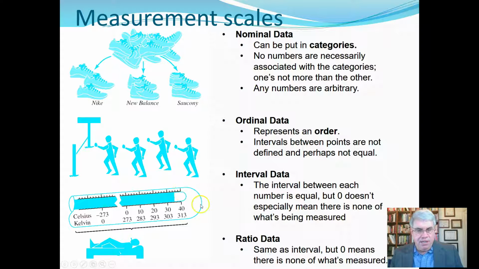We're going to skip interval data, and then we're going to come back to it, and go to ratio data. Ratio data has the interval between each number equal, and 0 means that there's none of what's being measured.